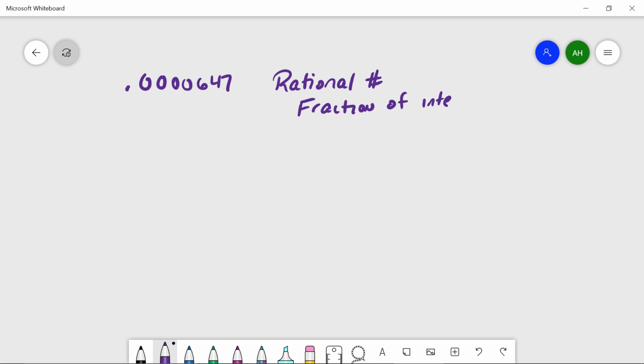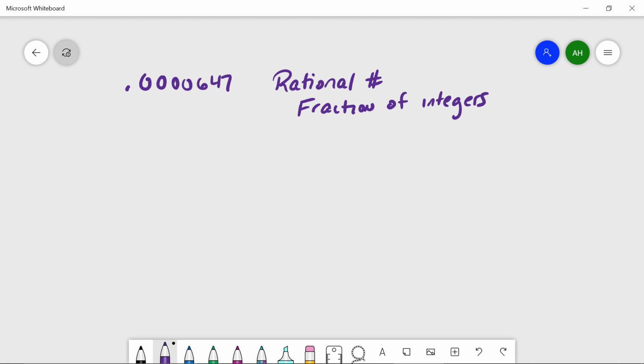One of the first things you've got is the idea that they want you to show that the number 0.0000647 is a rational number, and they want you to do that by writing it as a fraction of integers. All right, so we're going to look at this.